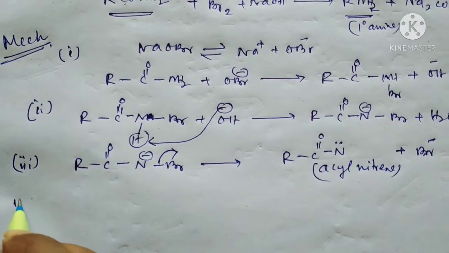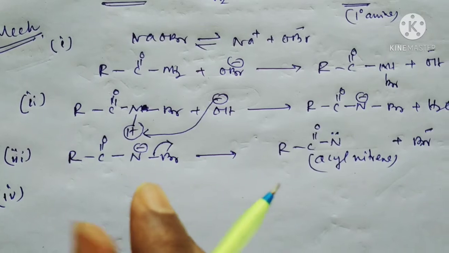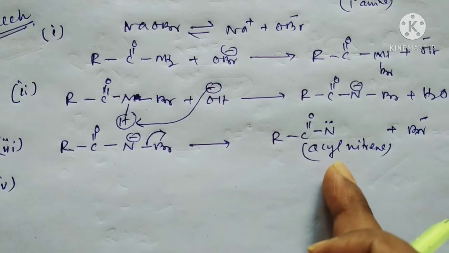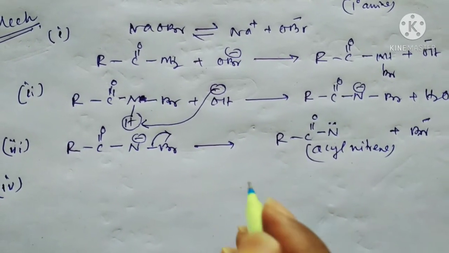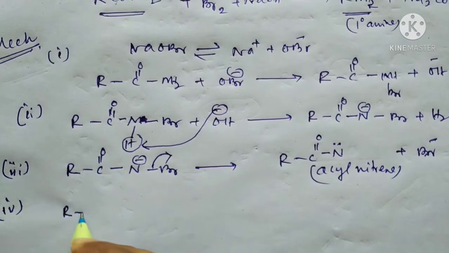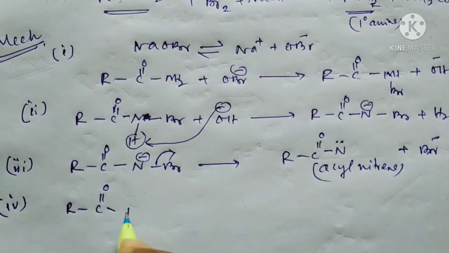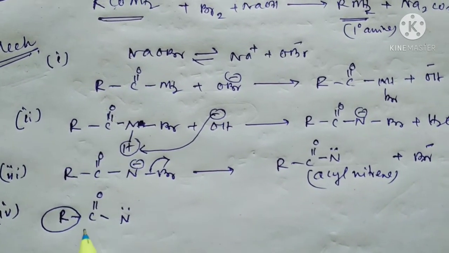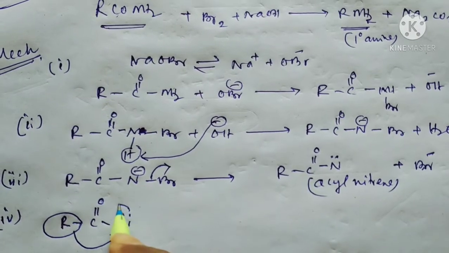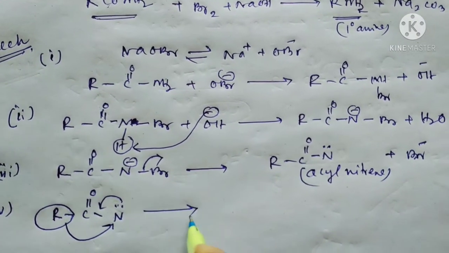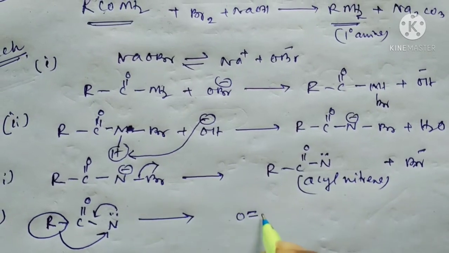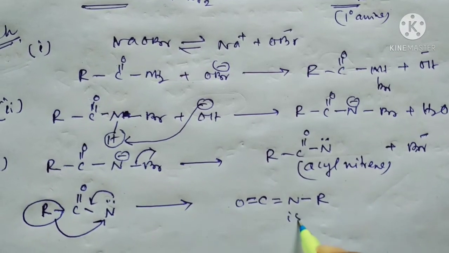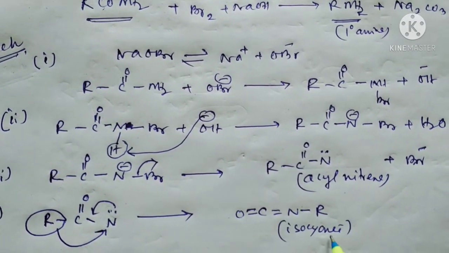Now in the fourth step, I'm going to show it to you. In the fourth step, the rearrangement of this acyl nitrene forms the isocyanate, due to the electron deficiency in the nitrogen atom. Now see, this is our acyl nitrene. Now this rearrangement occurs. See that rearrangement, and this is how they form the comparatively stable isocyanate. This is our isocyanate.